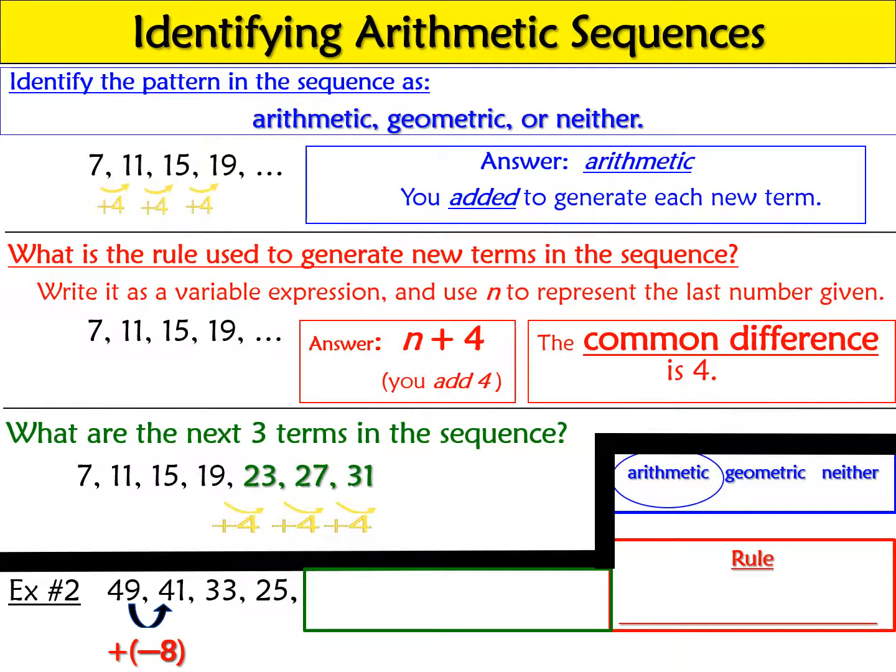So what's the rule we're using to move forward in this sequence? Well, if we use n to represent the last digit in the sequence, what are we doing to move forward? Well, we're adding a negative 8. So the rule for this sequence is n plus a negative 8. So what are the last 3 numbers in this sequence? 17, 9, and 1.